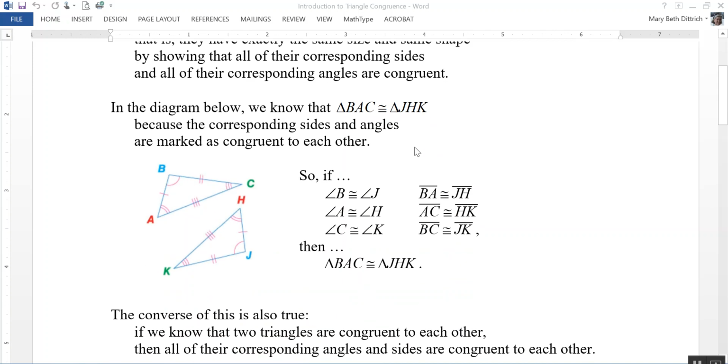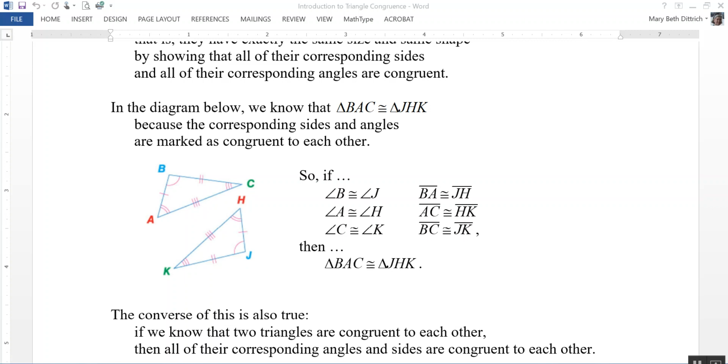So in the diagram below, we know that triangle BAC is congruent to triangle JHK because the corresponding sides and angles are marked as congruent to each other. And you can see that from the picture here. So we see that angle B is congruent to angle J, angle A is congruent to angle H, and angle C is congruent to angle K. We also know that segment BA is congruent to segment JH. We also know that segment AC is congruent to segment HK, and that segment BC is congruent to segment JK.